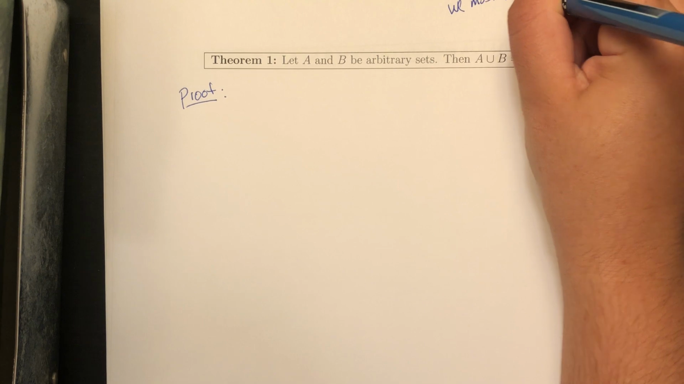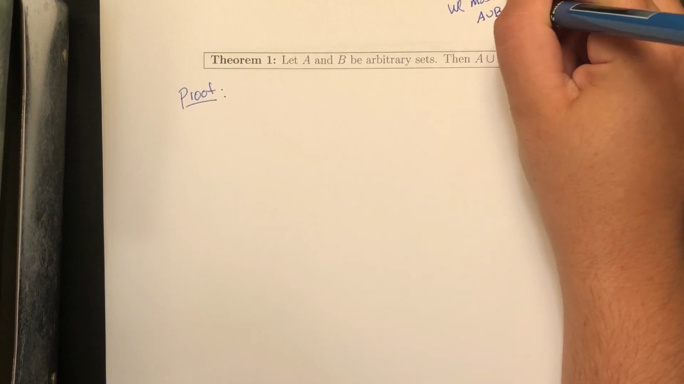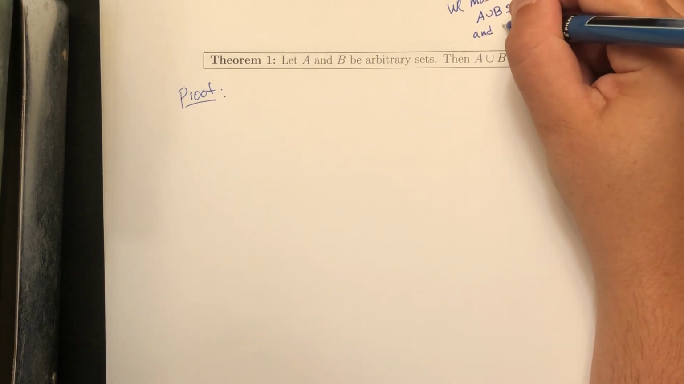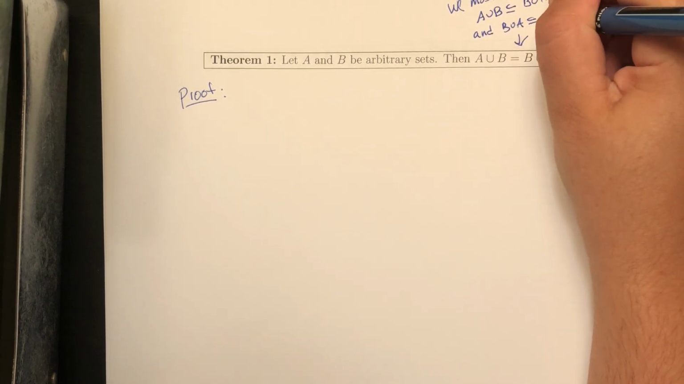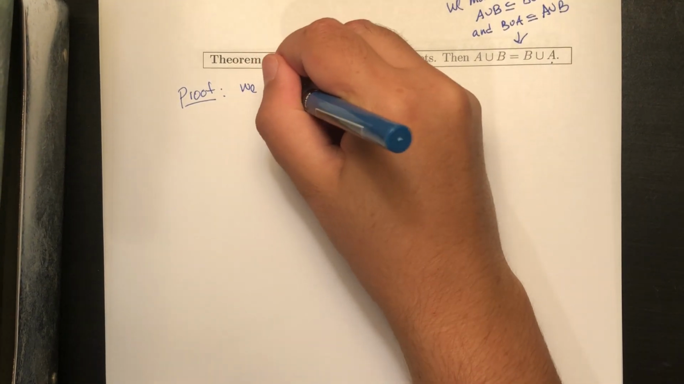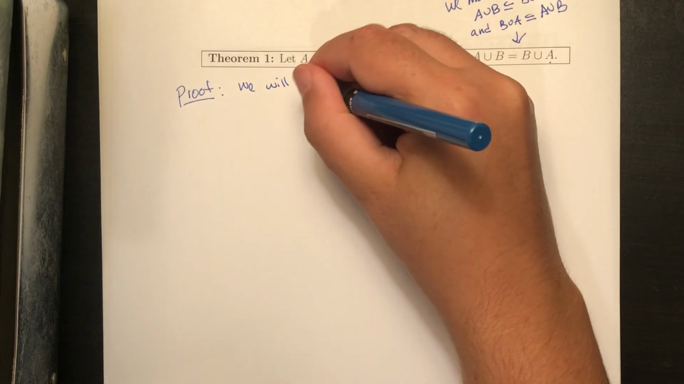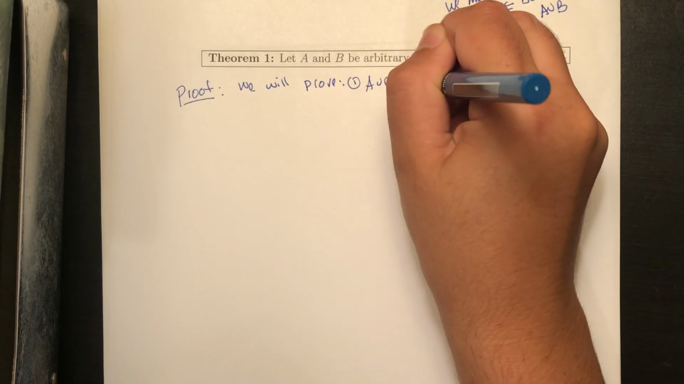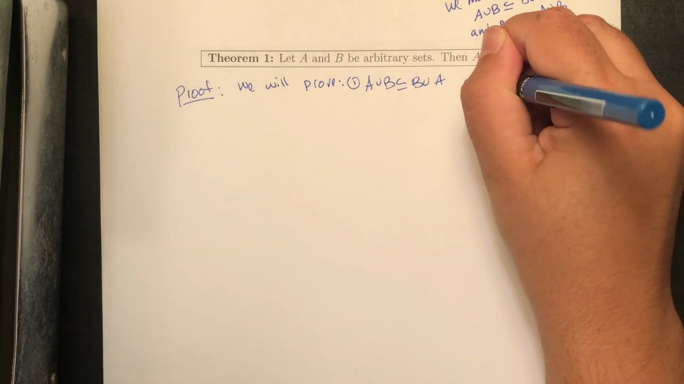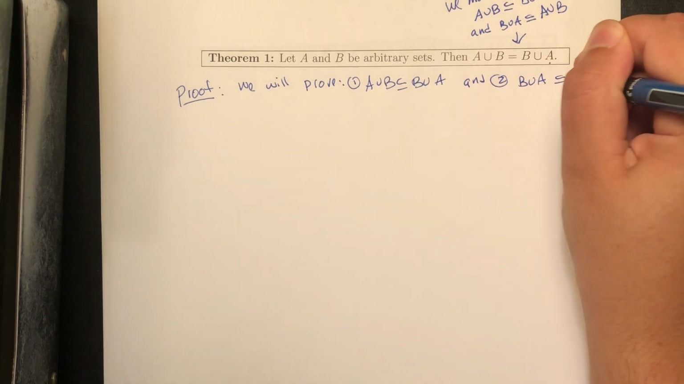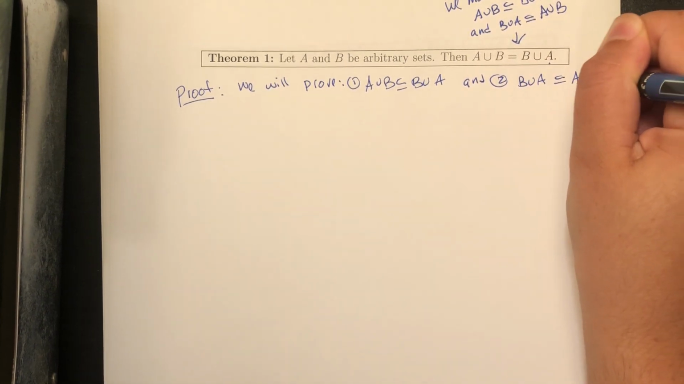We must prove A union B is a subset of B union A, and vice versa. B union A is a subset of A union B. Right, that's what you should be thinking to yourself. So I'm going to just do that a little bit more carefully down here. We will prove 1, A union B is a subset of B union A, and 2, B union A is a subset of A union B.